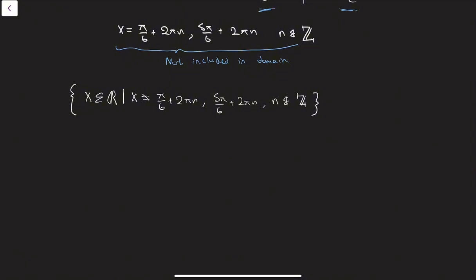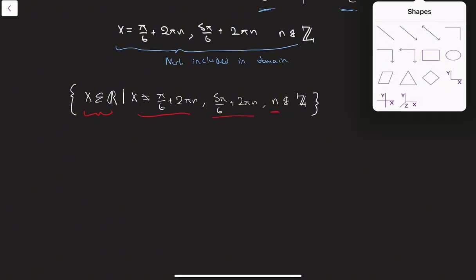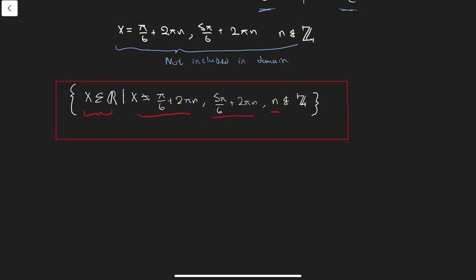So we kind of read this as x can be an element of all real numbers except when x is equal to this value or this value. And our values of n are just all the integers. Great, so let's box this as this is our solution. Perfect.